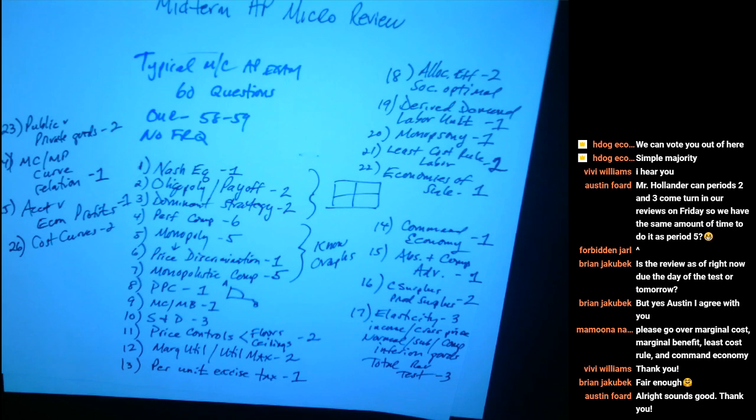Okay. Marginal cost, marginal benefit, least cost rule, and command economy. All right. Does anybody else need all the topics that are on the midterm? Or can I push those away?